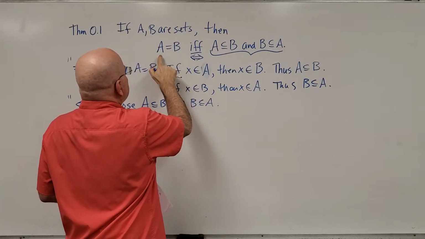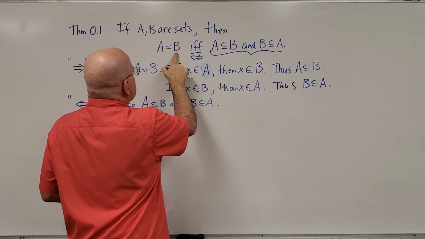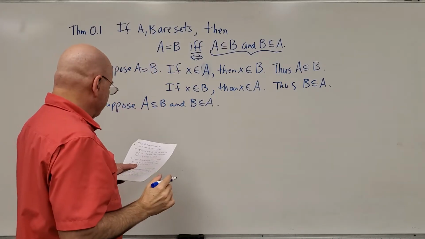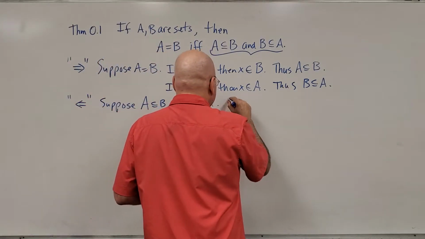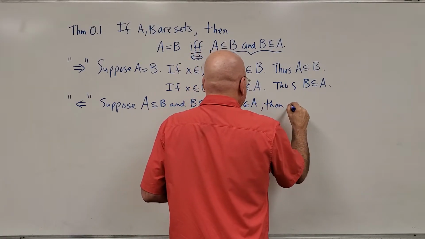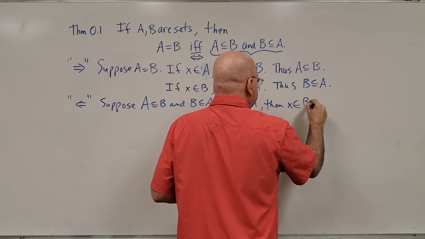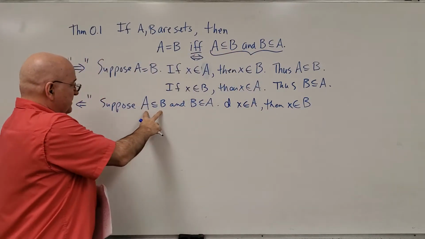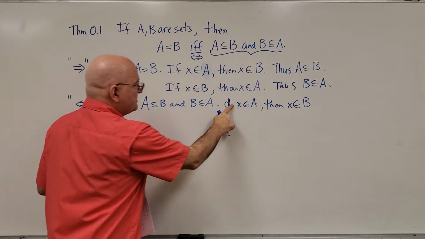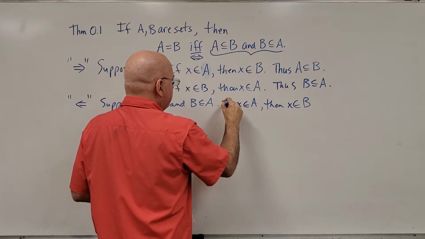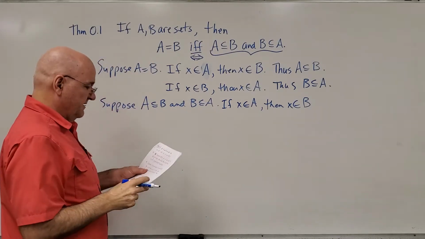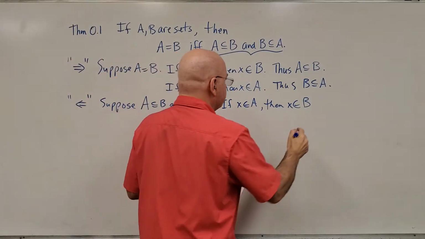Well, we have to show that every element in A is also in B and every element of B is also in A, that's the definition of equals. So if X is an element of A, then X is an element of B. That's because A is a subset of B. This should say if. That follows from A being a subset of B.